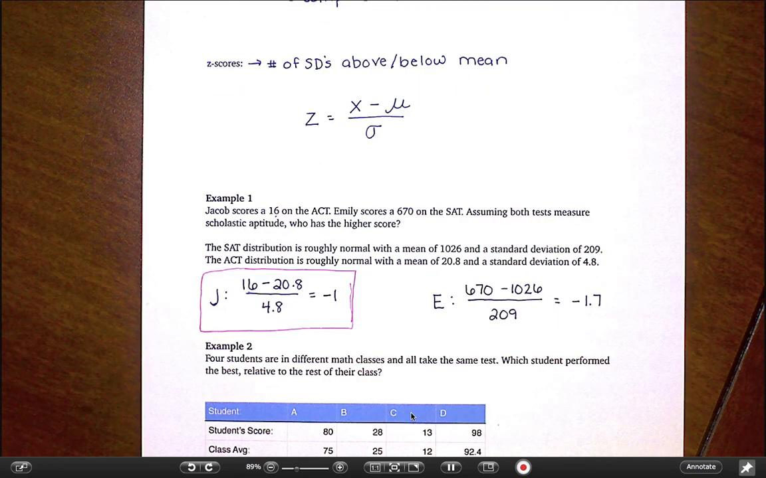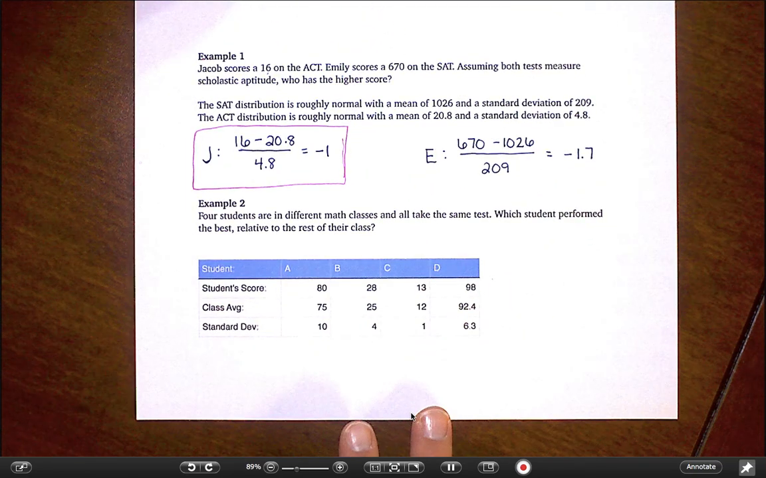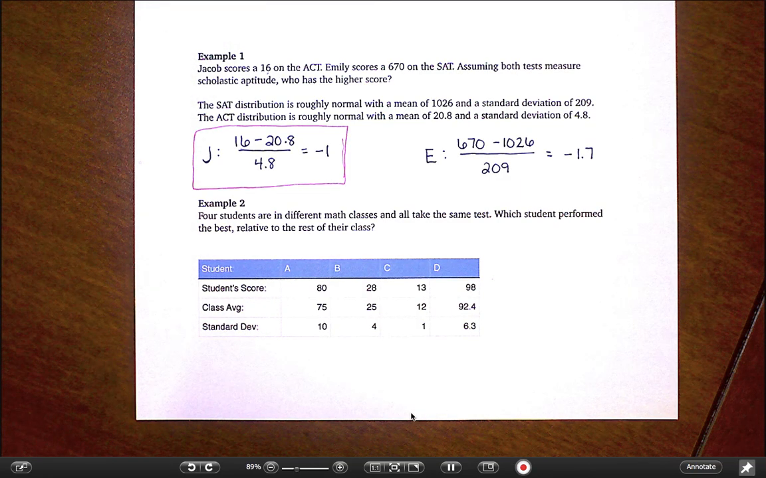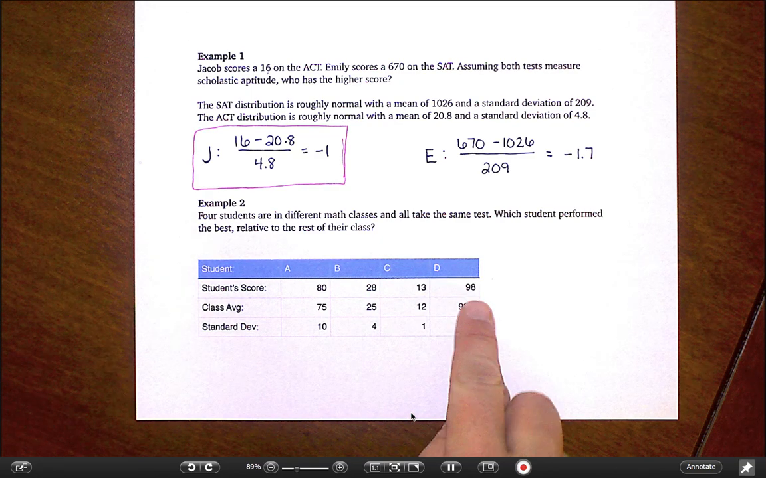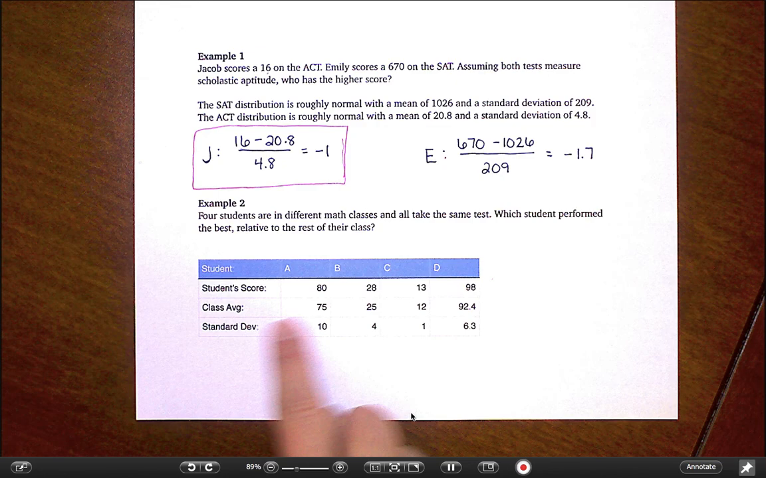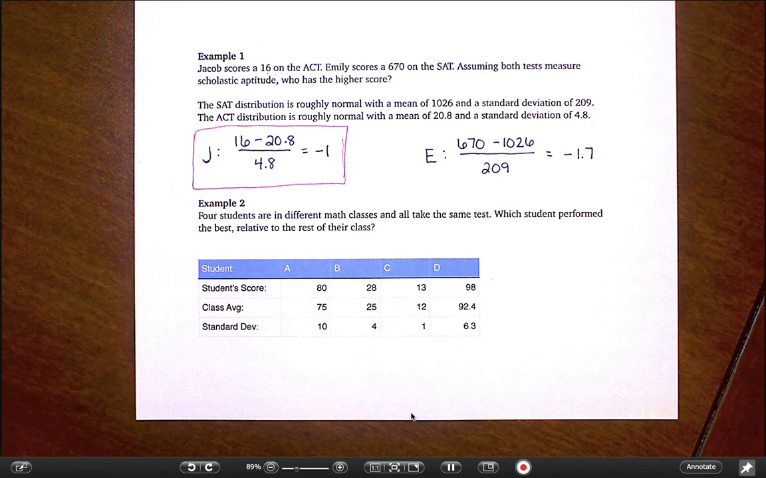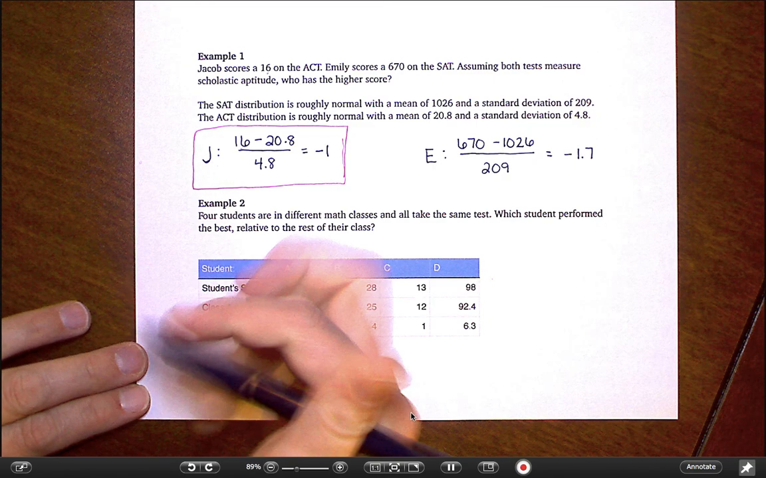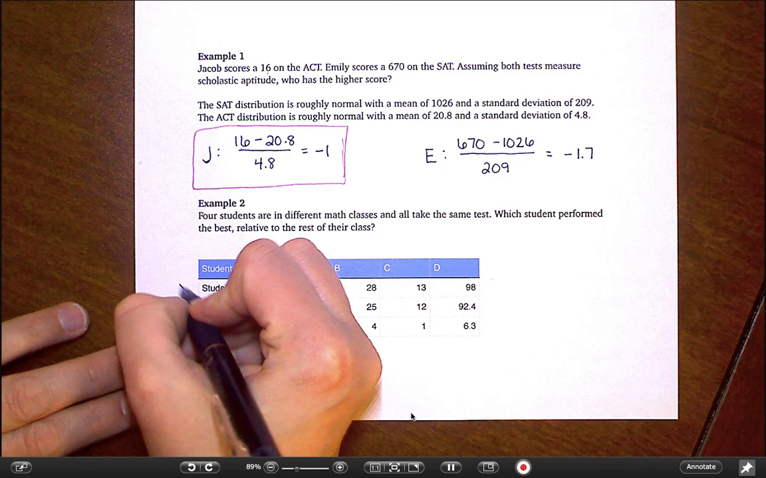Okay, so let's look at example 2. This is kind of what I was trying to point out with that first example, that you may have different scoring methods here. So this is a student score in 4 different classes. This gives you an idea of class average and standard deviation. So basically this is mu and sigma, right? And this is like your x value.